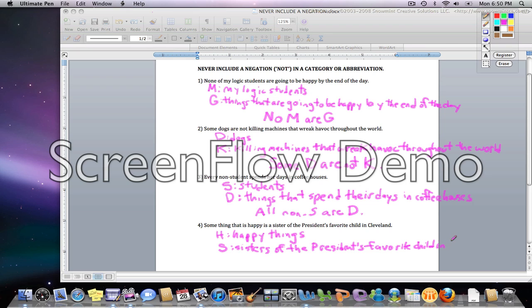Whether or not the president does have a favorite child in Cleveland is not at issue, but the fact that maybe there is no thing that meets that description is why we might want to have the modern interpretation, or why we would want to at least have that possibility. Now, the ambiguity here is we say something that is happy is the sister of the president's favorite child in Cleveland. Sort of thinking in the context, it's pretty clear that this is going to be an I claim, some H, R, S. We always just say R rather than is.